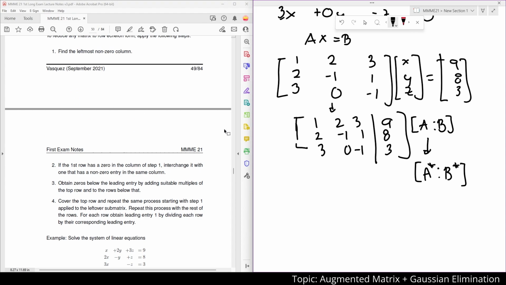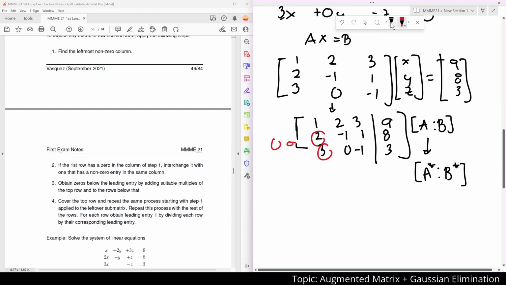So first, find the leftmost non-zero column. It's column 1. 1, 2, 3 may value. So if the first row has a 0 in the column of step 1, interchange it with one that has a non-zero entry in the same column. Wala namang may 0 dito. Okay? Hindi naman to 0. So, kebs yan. Then, we want to zero out yung entries below this leading entry. Okay? So, para maging row echelon form to, gusto natin itong 2 and 3, gusto natin matransform yan into 0.